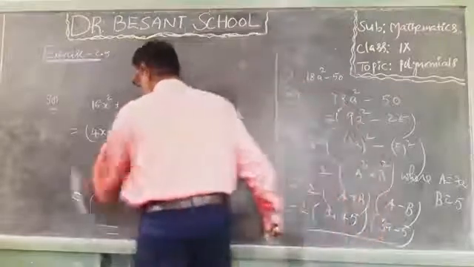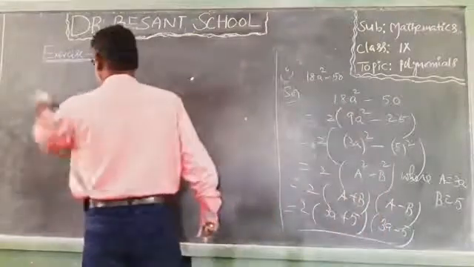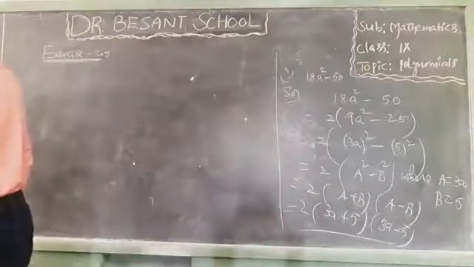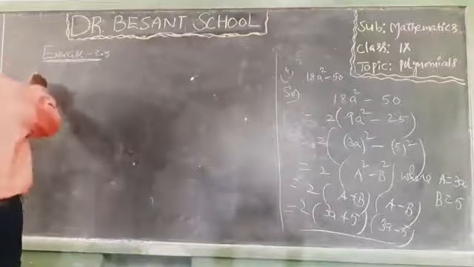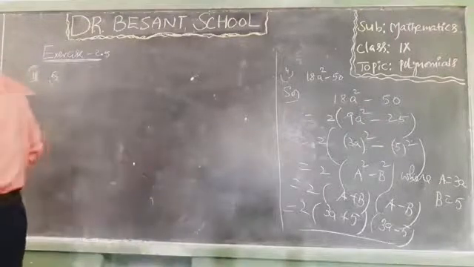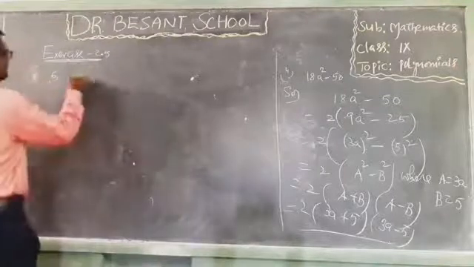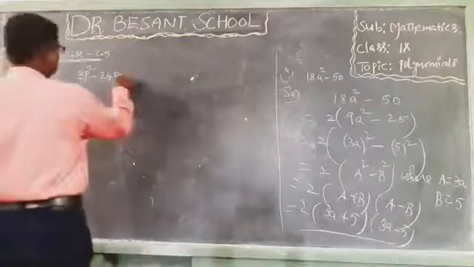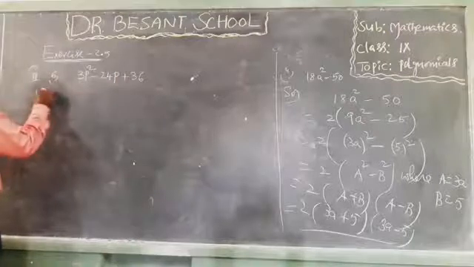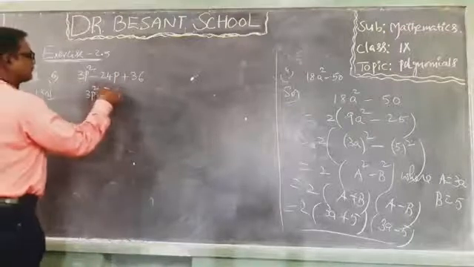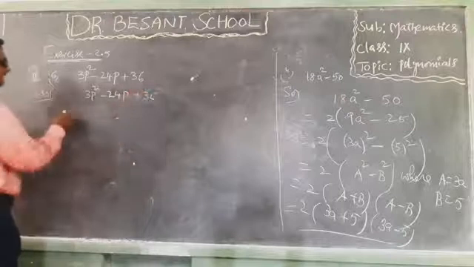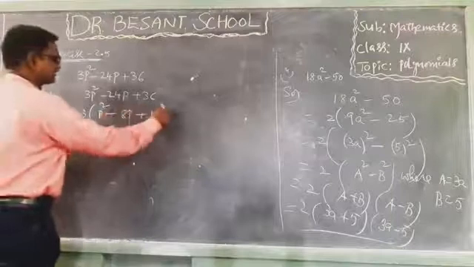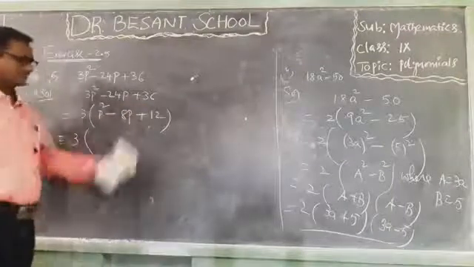Observe. Children, one more problem, that is the sixth one from this third Roman: 3p² − 24p + 36. See, children, it is 3p² − 24p + 36. Make 3 as common: 3 into p², 3p², 3 8s are 24p, 3 12s are 36. 3 into, we have to factorize this one.